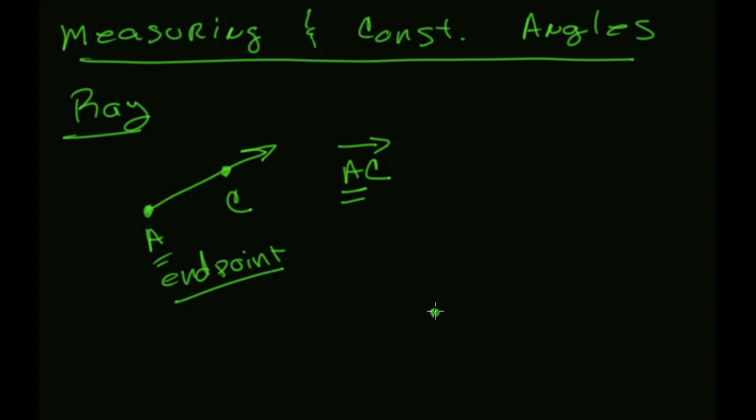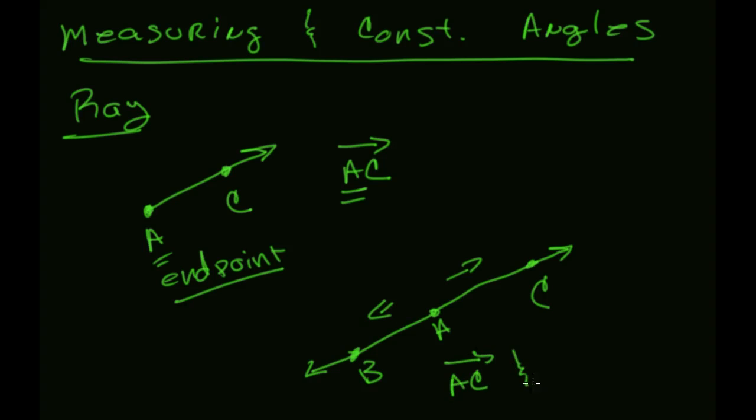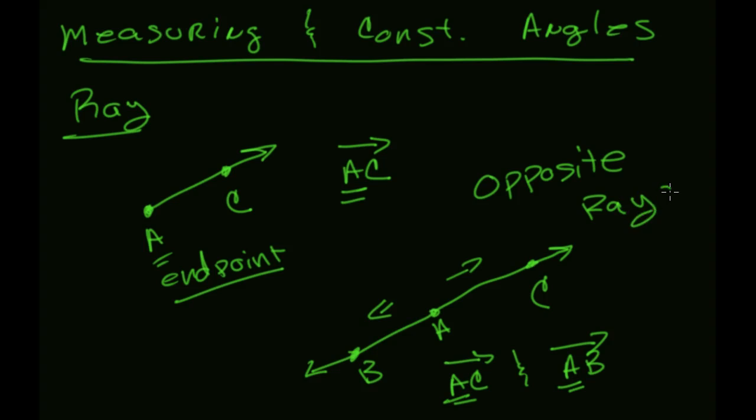Now, if I have two rays that start at point A, and one goes through C, and the other one goes through B, and they travel in opposite directions, then we say that ray AC and ray AB, note they have the same endpoint, are what we call opposite rays. So the definition of opposite rays: two rays that have the same endpoint that travel in opposite directions.